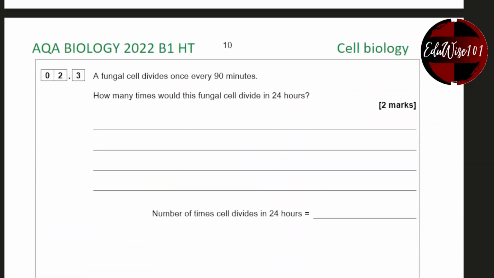Question 2.3, a fungal cell divides every 90 minutes. How many times would this fungal cell divide in 24 hours? Now, what they're literally asking is, 90 minutes is 1.5 hours. So if I find out how many 1.5 hours there are in 24 hours, that will give me the answer. So 24 divided by 1.5 gives me 16. So it divides 16 times.